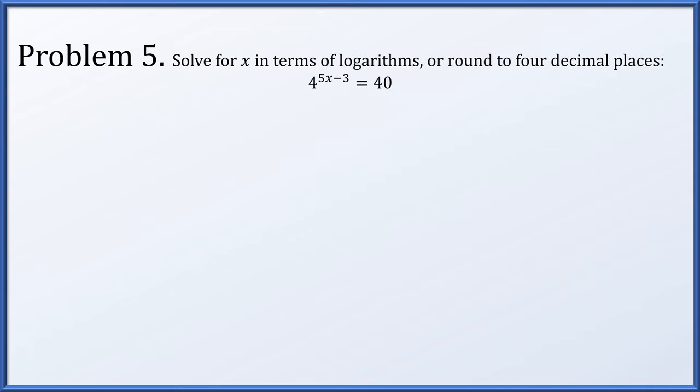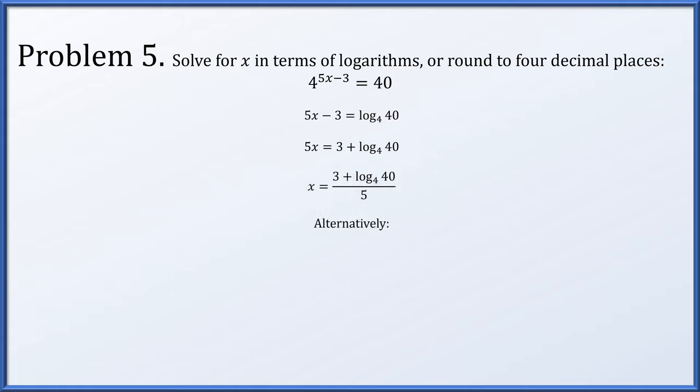In problem 5, solve for x in terms of logarithms or round to 4 decimal places. We have 4 to the 5x minus 3 is equal to 40. So converting to a logarithm, we can simply say that the exponent, 5x minus 3, is equal to the logarithm, where the base is 4, of 40. 40 being the output of the exponential function becomes the input of the logarithm. Now we add 3 to both sides, divide by 5, and we've solved for x in terms of logarithms.